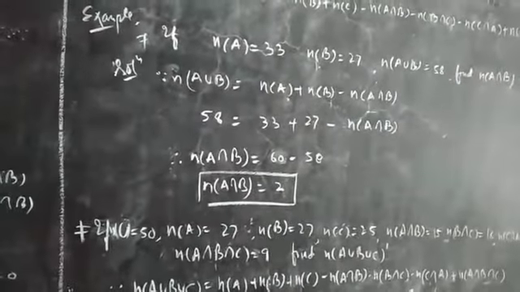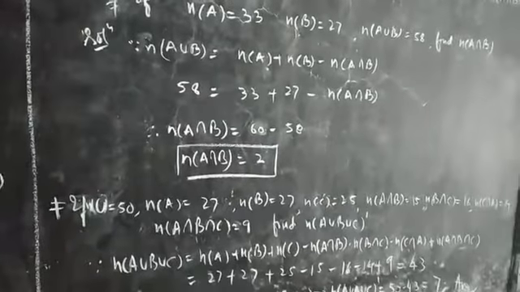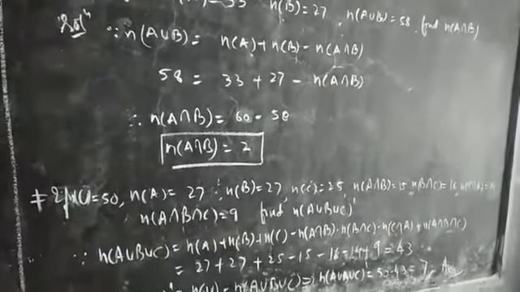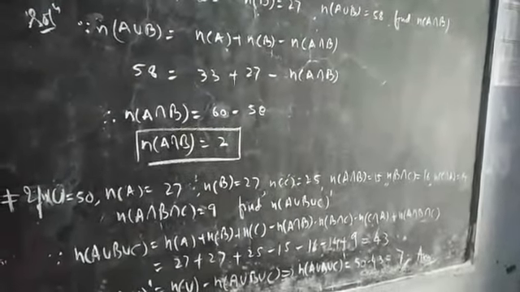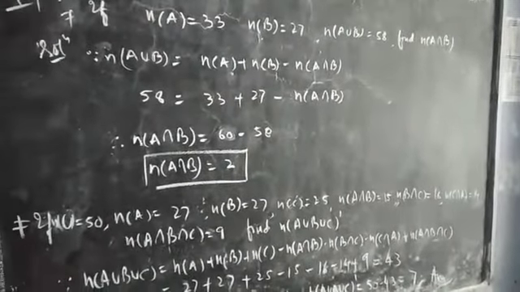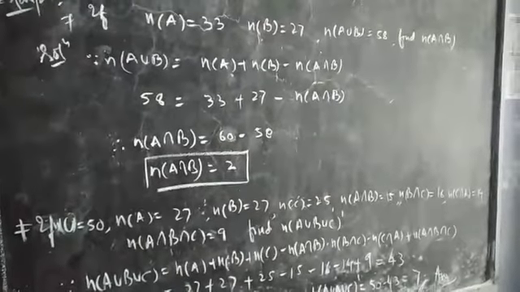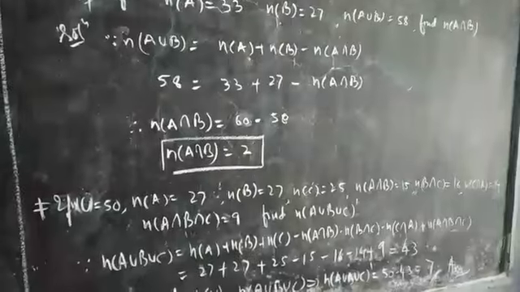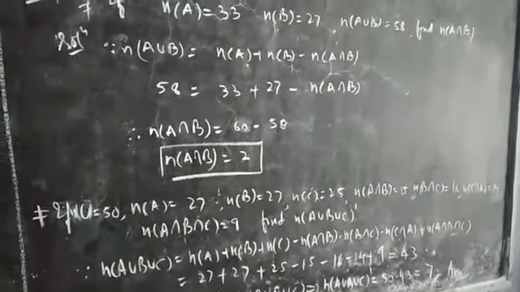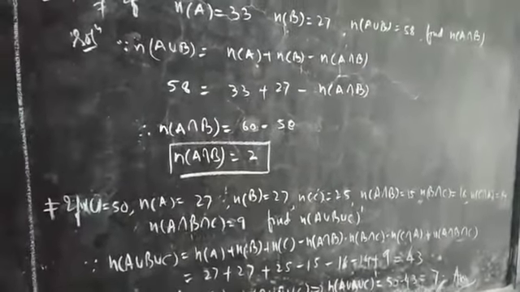Next, if n(U) = 50, n(A) = 27, n(B) = 27, n(C) = 25, n(A ∩ B) = 15, n(B ∩ C) = 16, n(C ∩ A) = 14, n(A ∩ B ∩ C) = 9, then find n((A ∪ B ∪ C) complement).